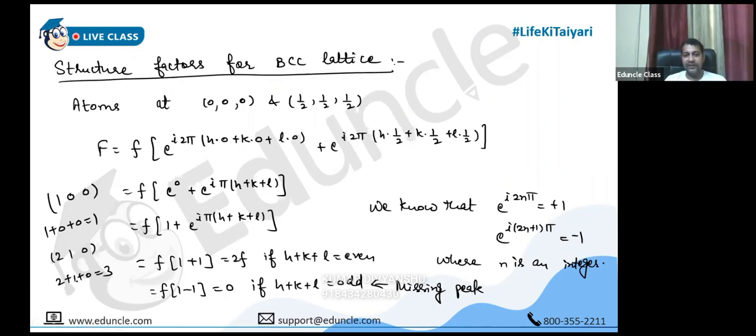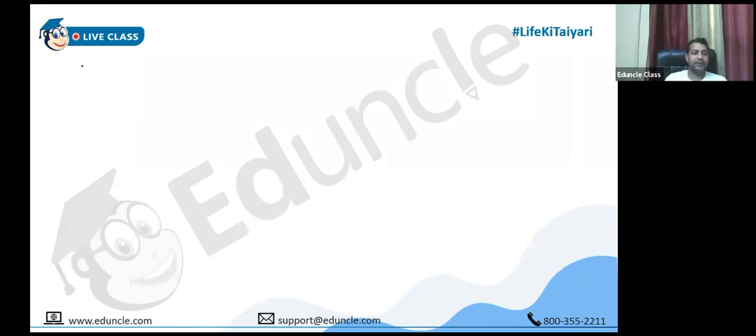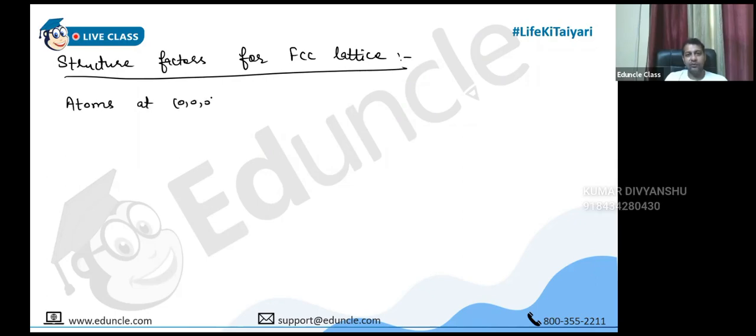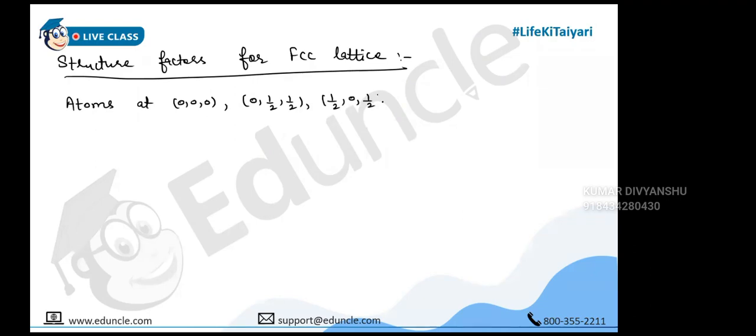Okay. Now how many atoms were there per unit cell in FCC? There were 4 of them, no? And what can be their positions? Obviously, one at 0, 0, 0, the other at 0, half, half, and at each of the face centers: half, 0, half, and half, half, 0. Is it? So now you can calculate this.